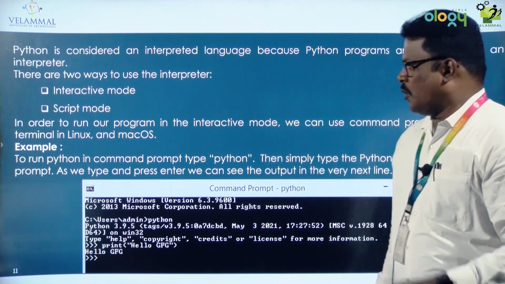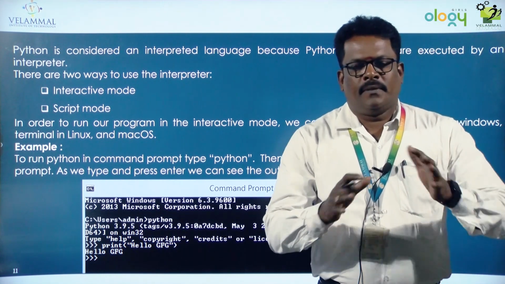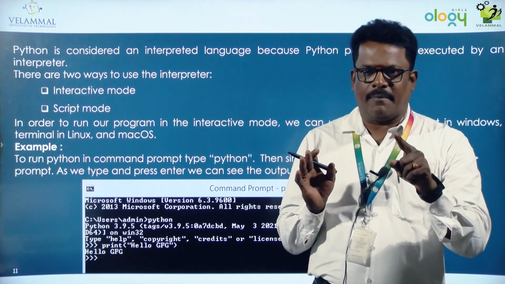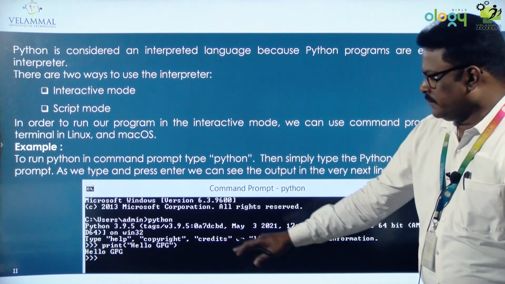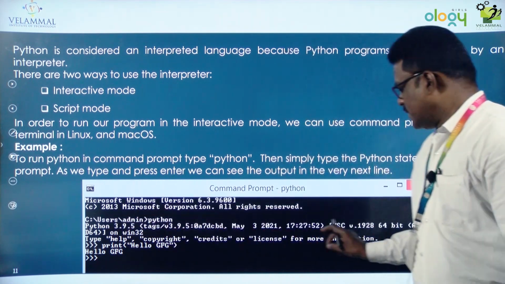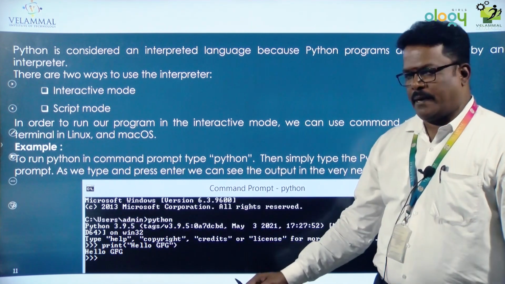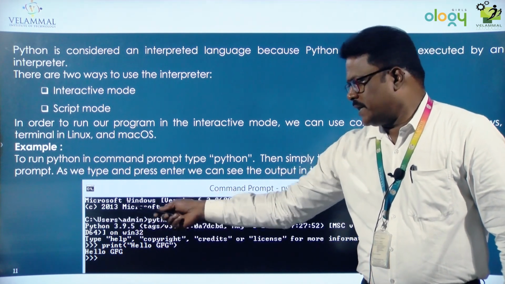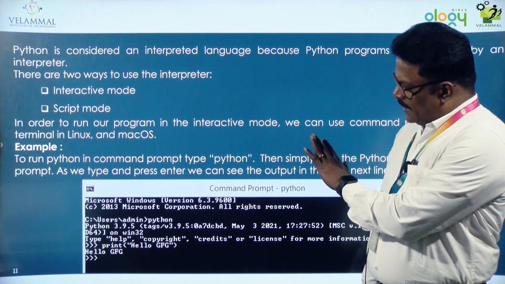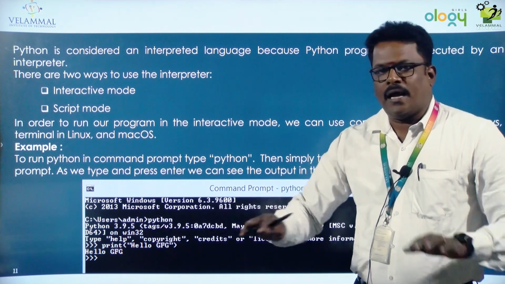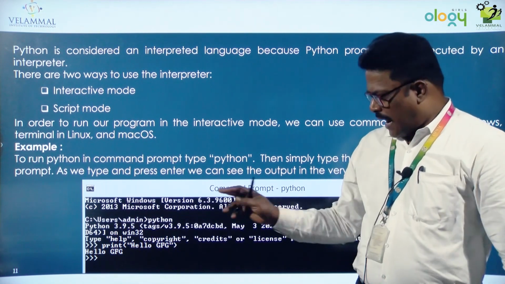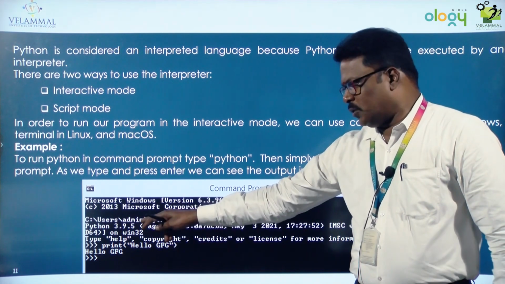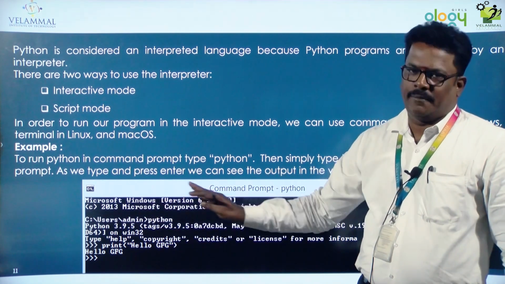Another way to open is from the command prompt. In our Windows, there is a prompt called command prompt. From the command prompt, you need to open Python. This image is showing the command prompt. There you can see the path C:\Users\admin. That is, I have entered into the system by using the administrative password. And your Python programming will be done in this path only, C:\Users\admin.